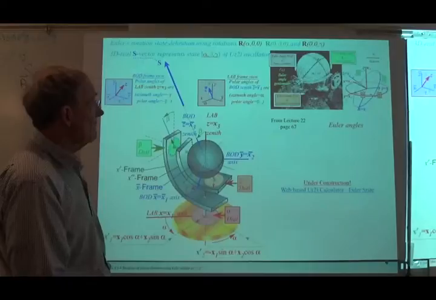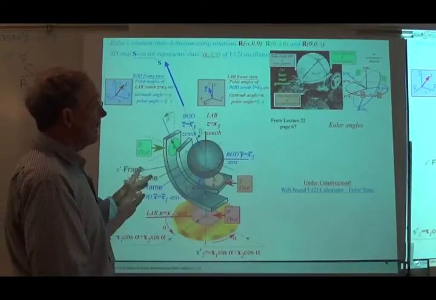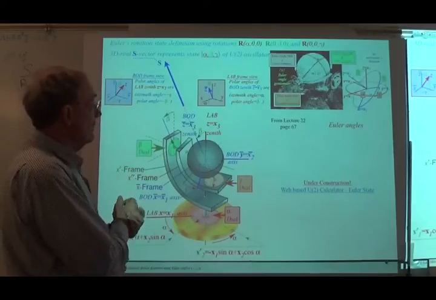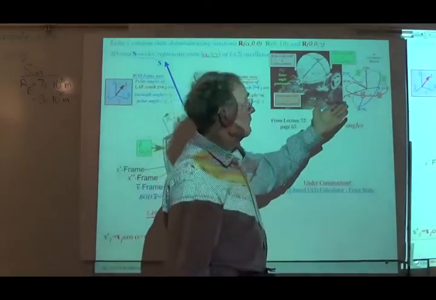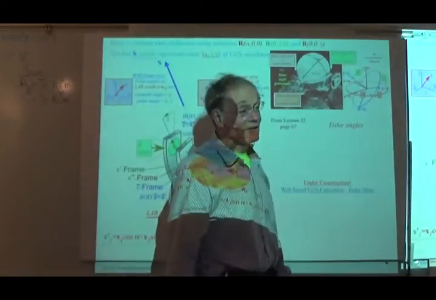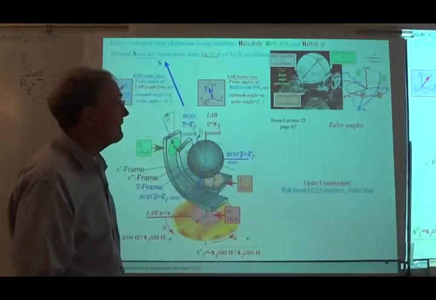Okay, does that make pretty much sense? So this is a lot more information and a lot more visualization ability than what you see in every book I can find. This is an improvement.